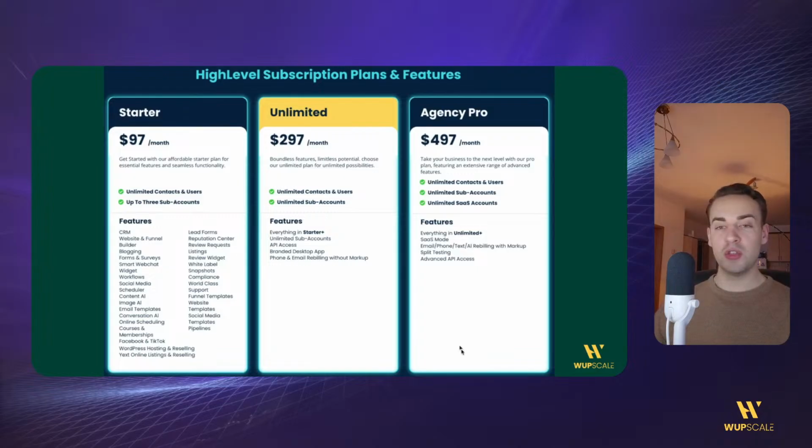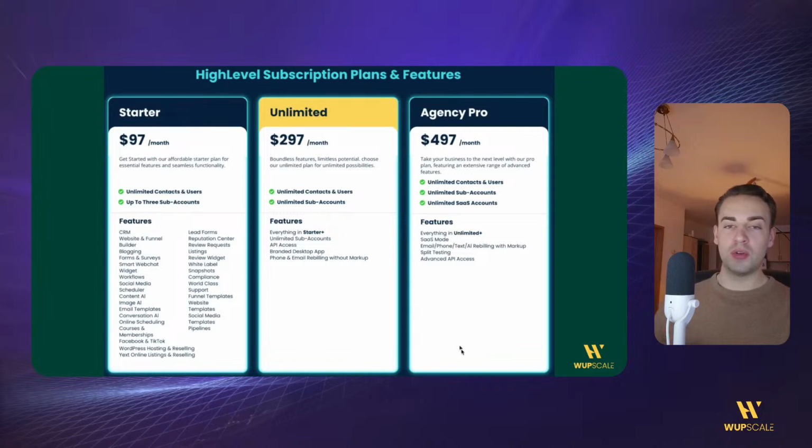And then with the Agency Pro plan, the 497 plan, you have unlimited everything. So unlimited sub accounts, unlimited SaaS accounts. So the main difference with the Agency Pro plan is now you have SaaS mode. So it's going to enable automatic sub account creation. And now you can resell usage. So emails, phone numbers, AI usage with a markup.